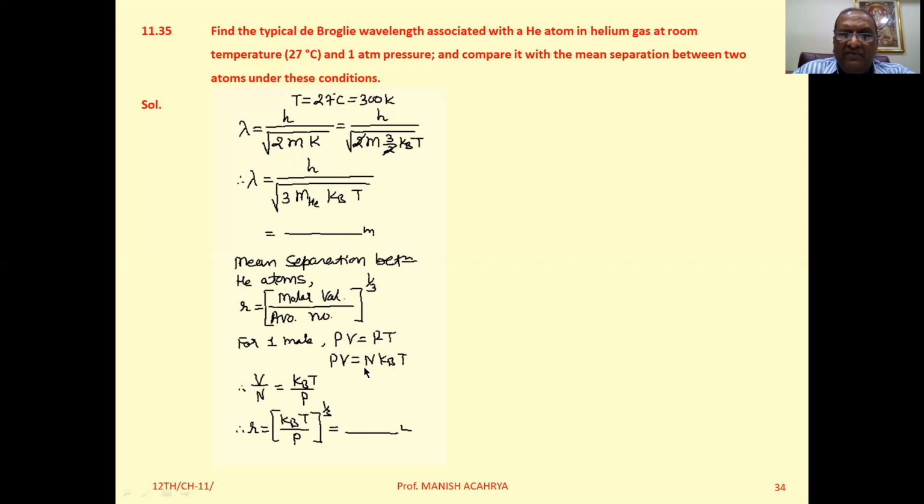So we can write PV equal to N kB T. Now, V by N is equal to kB T by P. So substitute in this equation the molecular volume V and Avogadro number N, so that is (kB T by P) whole raised to 1/3. Now substitute the value of kB, temperature 300 Kelvin, and 1 atmospheric pressure, 1.01 into 10 raised to 5 Newton per meter square, and then you will get the mean separation R. Clear?